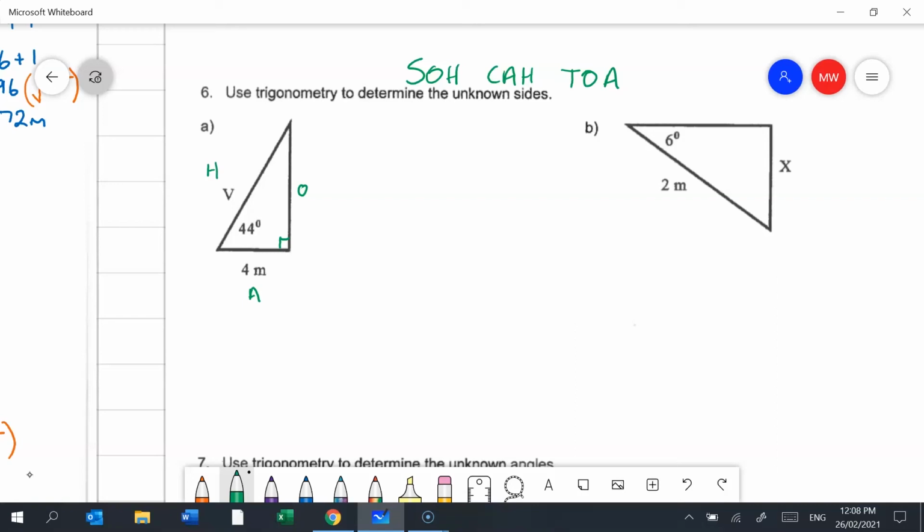And so now I'm going to decide which rule I'd like to use. And the way that I do that is I have a look, and I've got an adjacent and an unknown hypotenuse. They're the two that I'm hunting. So I have a look up here and I'm deciding that I'd like to use the cos rule this time. So I come in and I say cos 44 equals the adjacent over the hypotenuse. So 4 over v, because v is the hypotenuse.